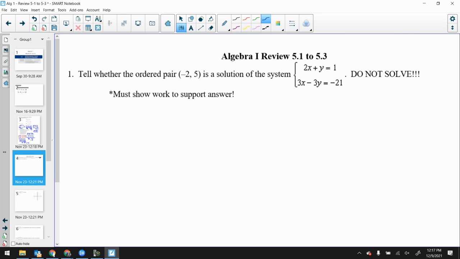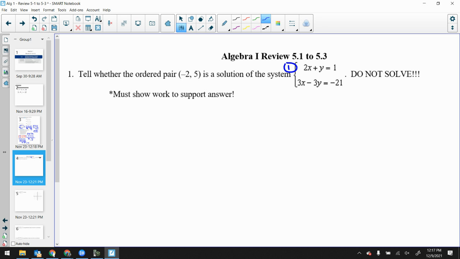First one here. Tell whether the ordered pair is a solution. It says do not solve. What does that mean when I say do not solve? That means don't do substitution or elimination. I want you basically checking that answer. Say somehow we got negative 2 comma 5. I want to see if negative 2 comma 5 is the solution. So what do you do? You would plug the x and y values of the coordinate into the equation.